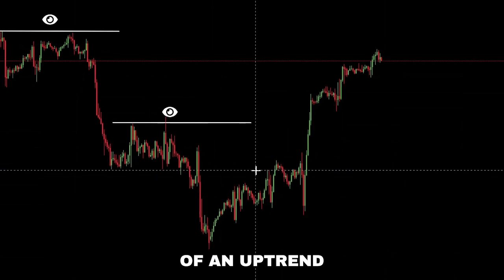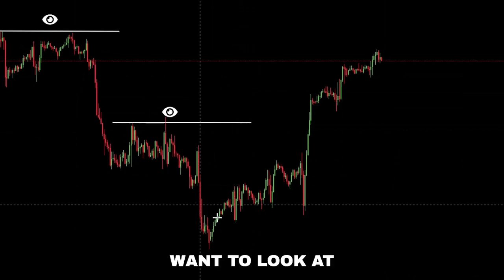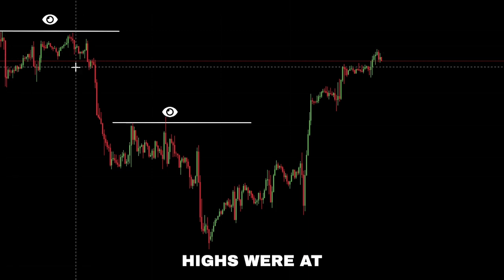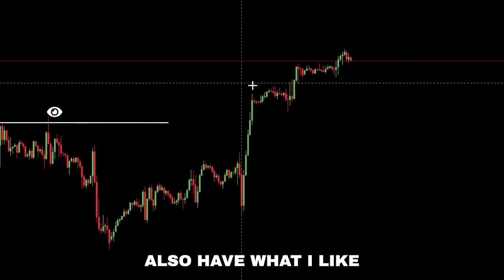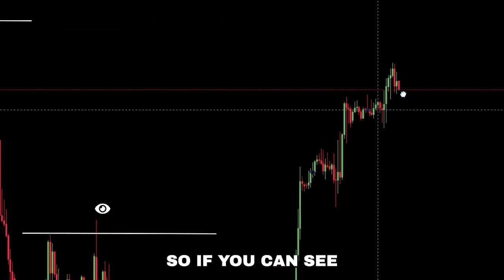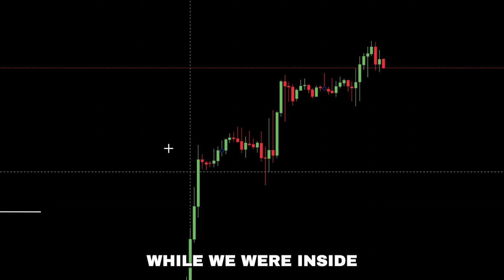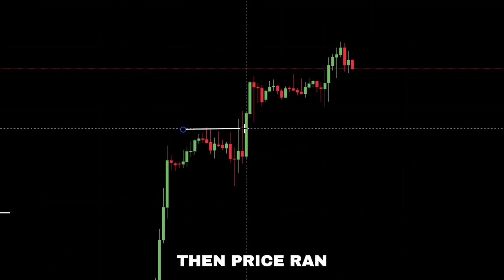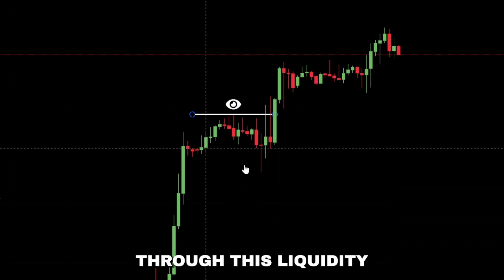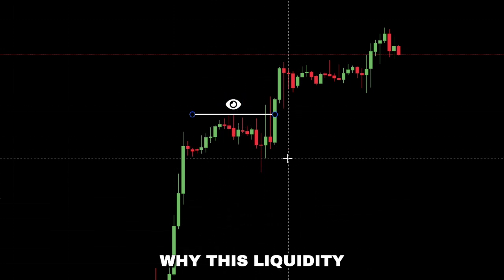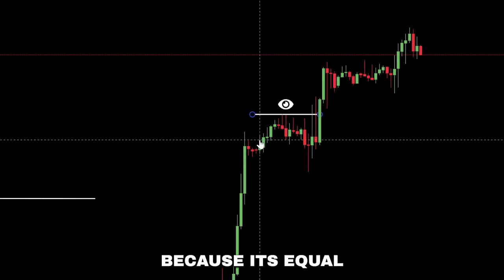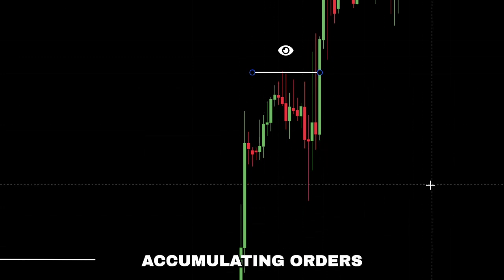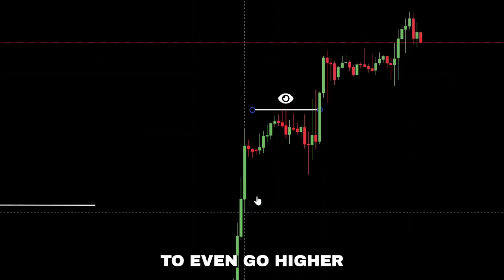When inside of an uptrend, you basically always want to look at when price was selling and where those equal highs were at. But you can also have what I like to call internal liquidity. So if you can see, while we were inside of an uptrend, we see that price created an accumulation, then price ran through this liquidity. Why is this liquidity right here? Because equal highs are being created and price is accumulating orders basically for it to even go higher.